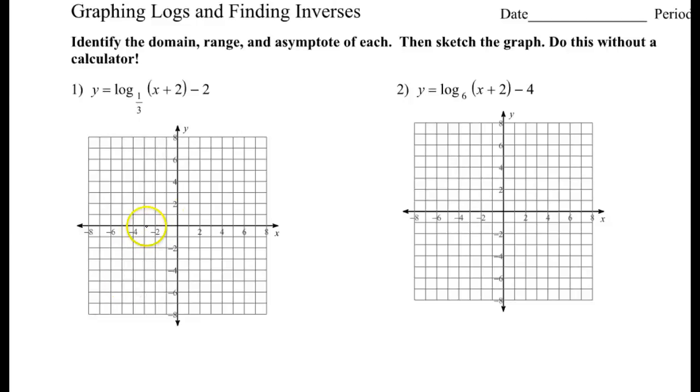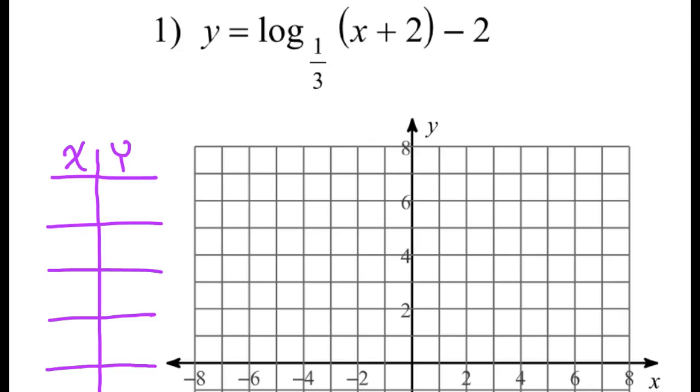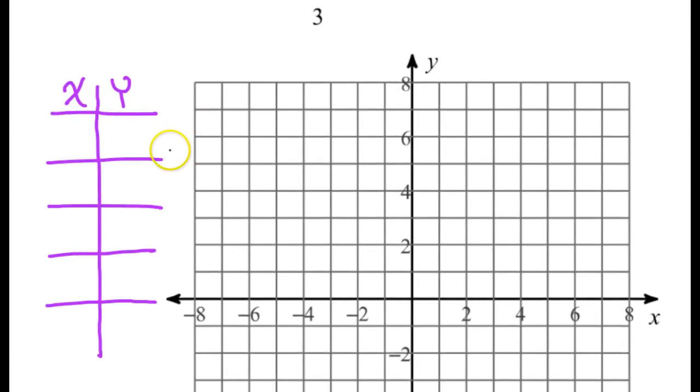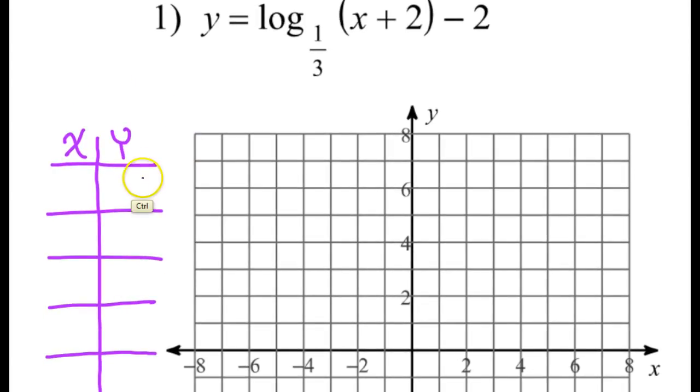In this video, I will show you how to graph a logarithmic function like these, and along the way we will identify the domain and range and the asymptote. The first thing to know about graphing a logarithmic function is the easiest thing to do is to start with the y values and then find the x values. So it's the opposite of what we normally do.